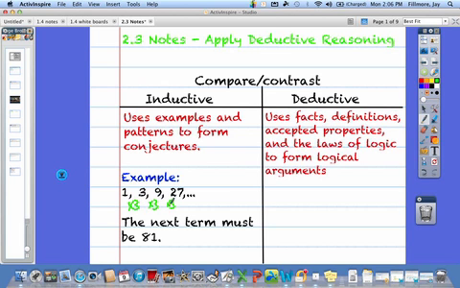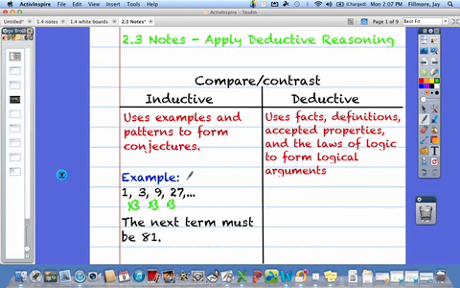Deductive reasoning, however, doesn't use patterns. It uses facts, definitions, accepted properties, and the laws of logic, and we'll talk about 2 laws of logic today, to form logical arguments. We'll go through several examples of deductive reasoning. That's why it's not located under here as it was for inductive reasoning. So let's start with those laws of logic.